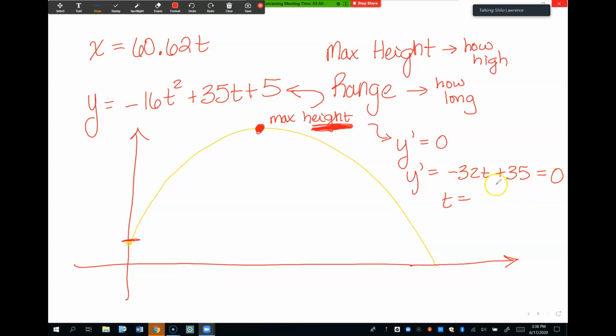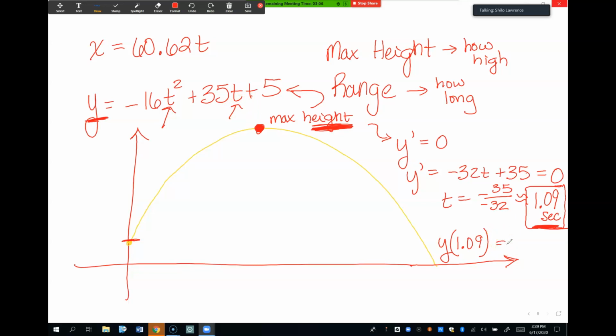So we would subtract 35, divide by negative 32, and I get about 1.09 seconds. It only takes about 1.09 seconds to get to our maximum height. Now that we know how long it takes to get there, to actually figure out the height, we're just taking that time and plugging it into the y formula, because the y formula tells us how high we are. So we're just going to plug 1.09 into here, and it will tell us how high this projectile goes.